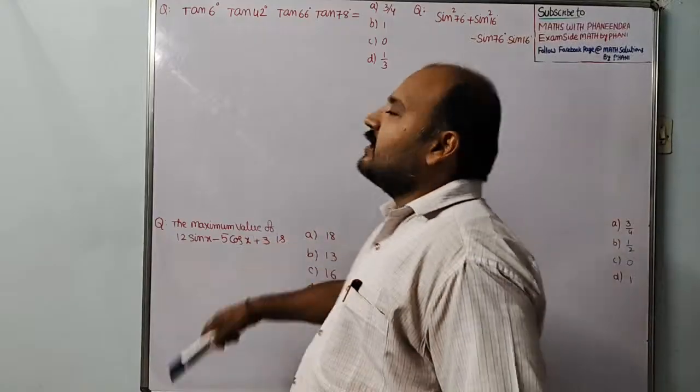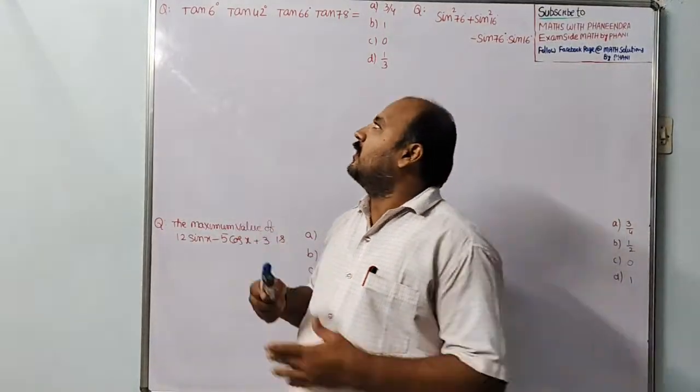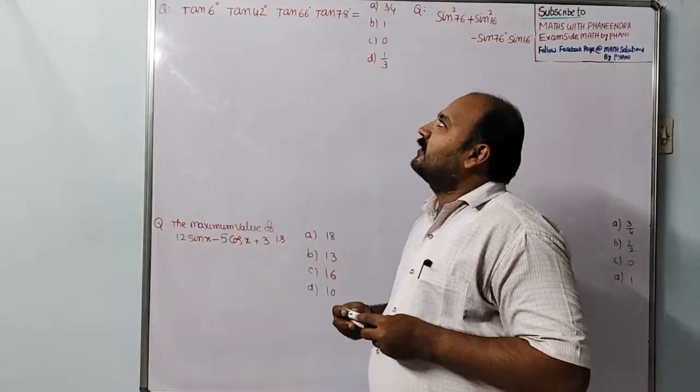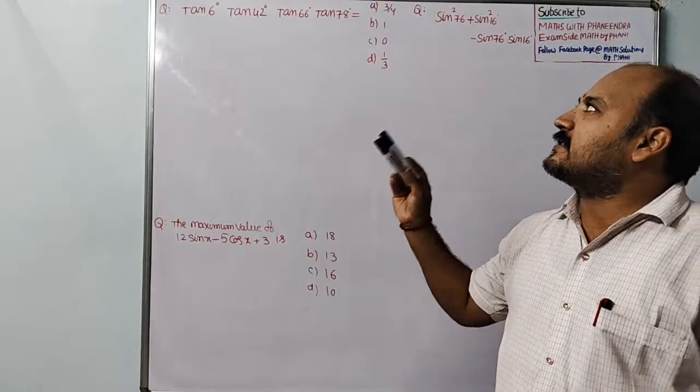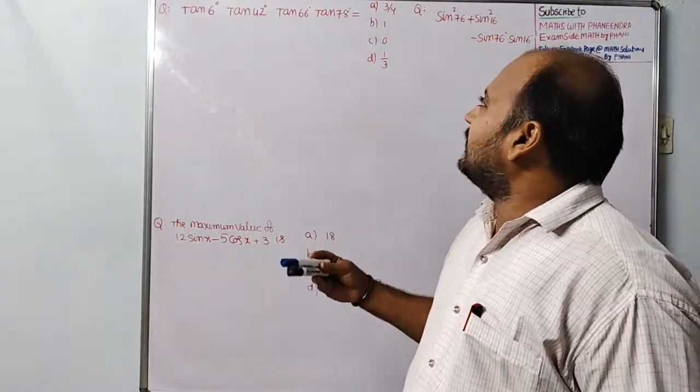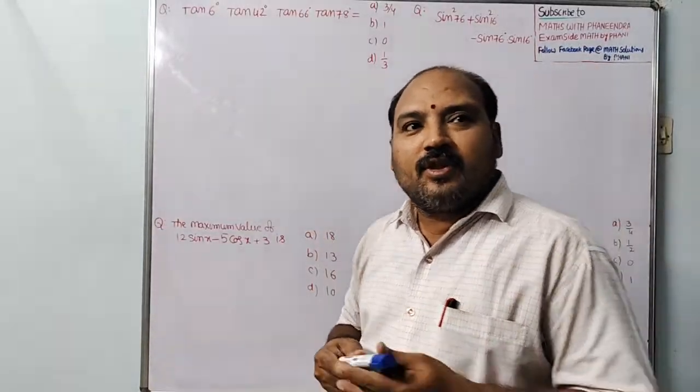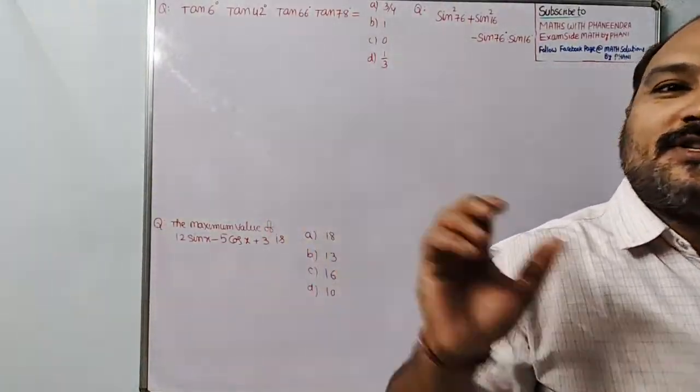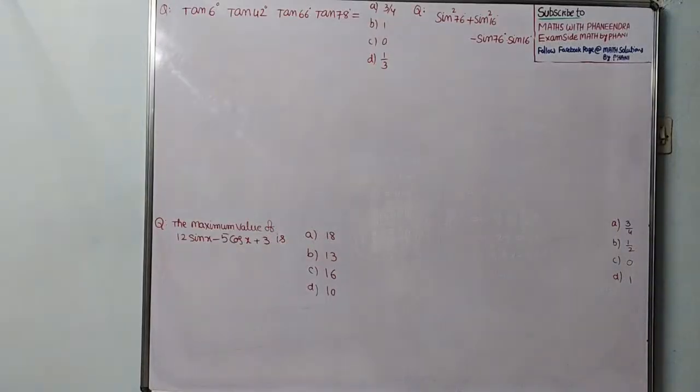Yeah. Let us have a discussion. The first question here: tan 6 degrees, tan 42 degrees, tan 66 degrees, tan 78 degrees is equal to. So, to solve these types of problems, are you all able to see? Yes, we can.